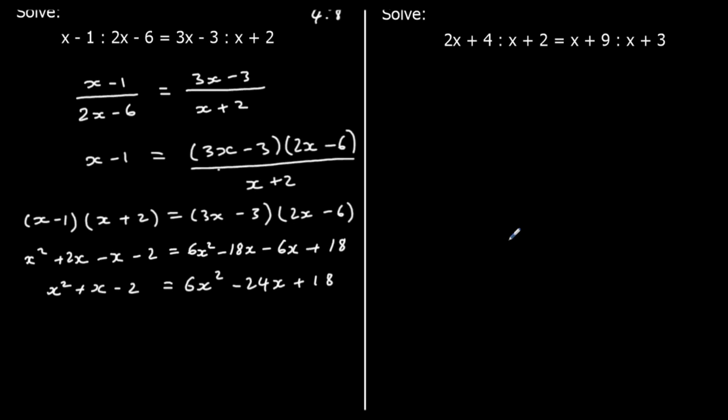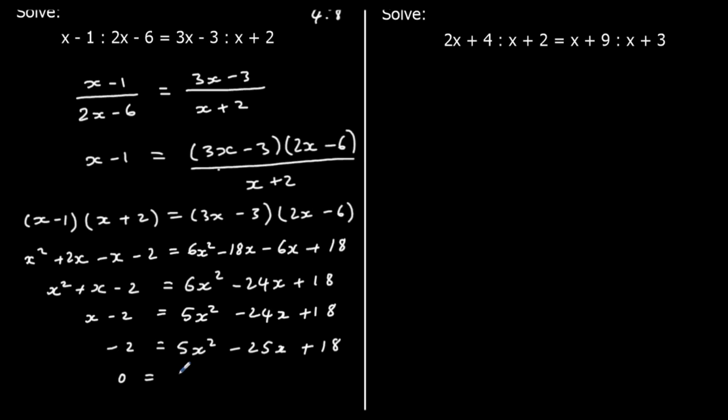So I want to make this equal to 0 to solve it. I'm going to take away the smallest x squared first, which is a 1x squared. So take 1x squared away from both sides. Then I'm going to take x away from both sides. Then I'm going to add 2 to both sides to make it equal to 0.